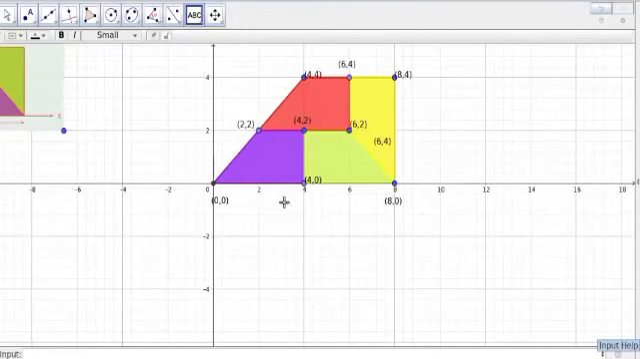So these are the vertices of the trapeziums: 0, 0, 4, 0, 4, 2 and 2, 2 for this blue trapezium, and for this green one 4, 0, 8, 0, 6, 2 and 4, 2, and for the yellow 6, 4, 6, 2, 8, 0 and 8, 4, and for the red one 2, 2, 6, 2, 6, 4 and 4, 4. Okay, and for the big trapezium the coordinates are 0, 0, 8, 0, 8, 4 and 4, 4.